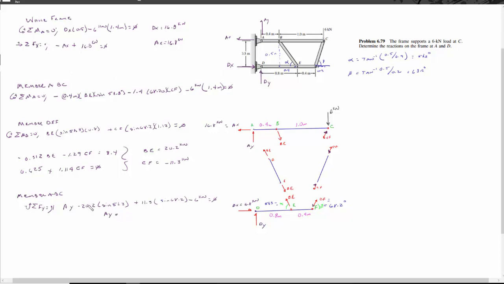So AY, when I plug this into my calculator, I got 11.3 kilonewtons. It came up positive, so my assumption of it going up is correct. Now I could sum my forces in the Y here, or I could just go back to the whole frame and sum my forces in the Y. So let's go back to the whole frame.